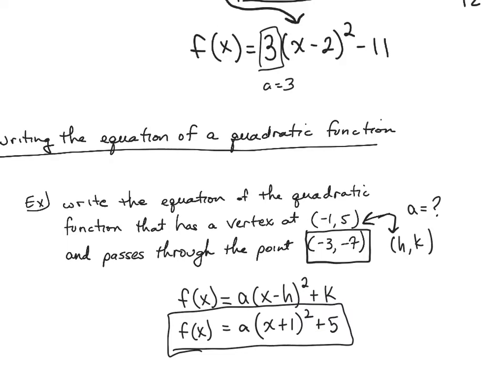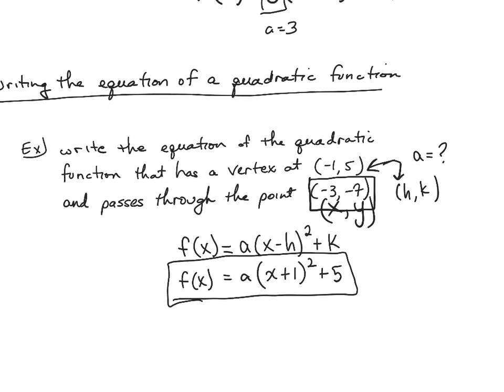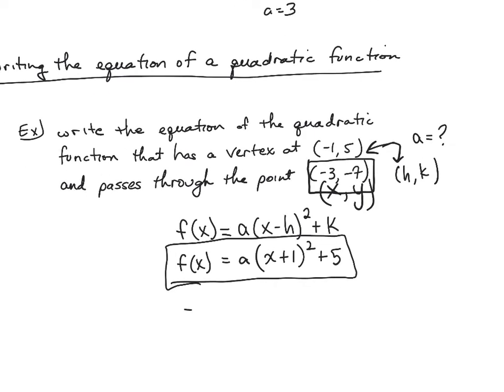But if we consider this point here as a possible x, y value, so the point -3, -7 gives us an x and a y value. And remember, f of x can be considered the same thing as y. So if we use that -3 and -7 in place of x and y, so I would place the -7 in place of y and the -3 in place of x.